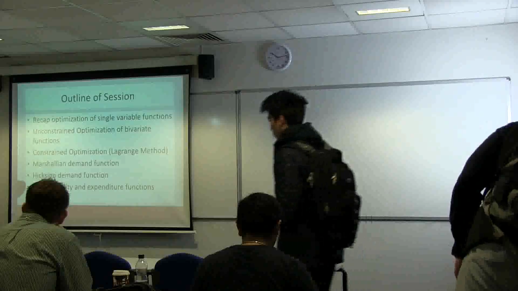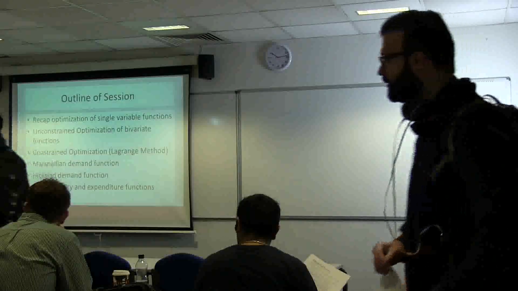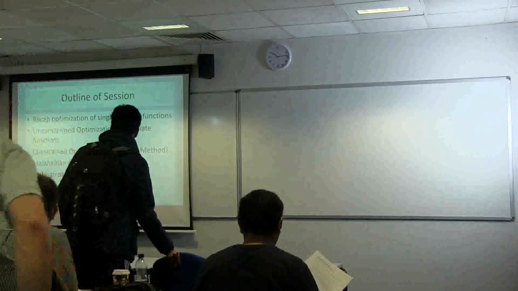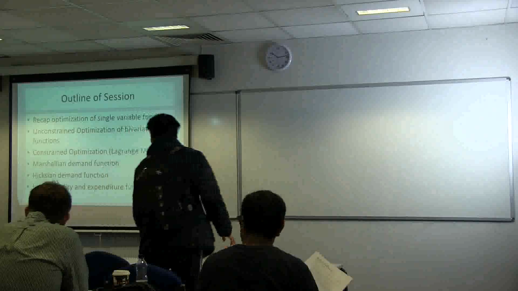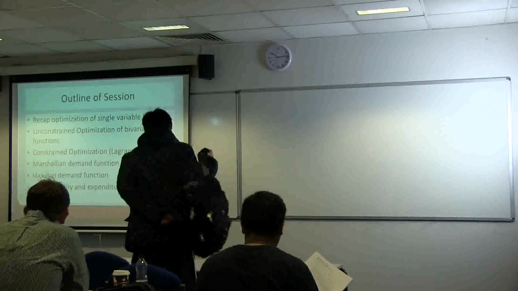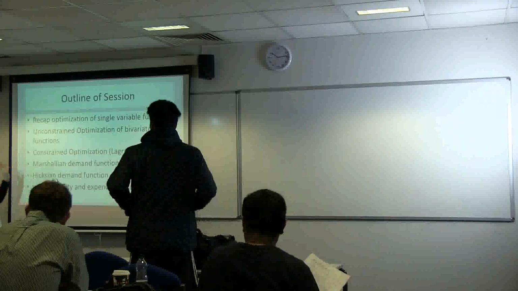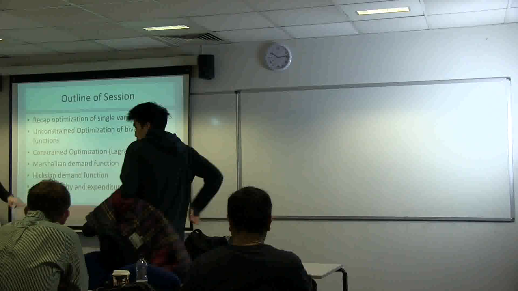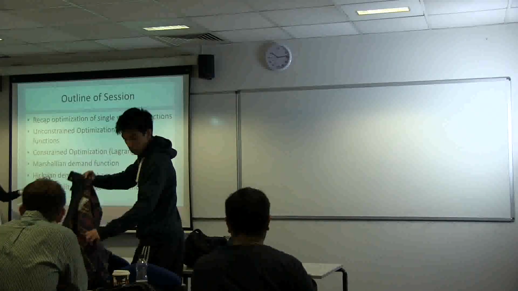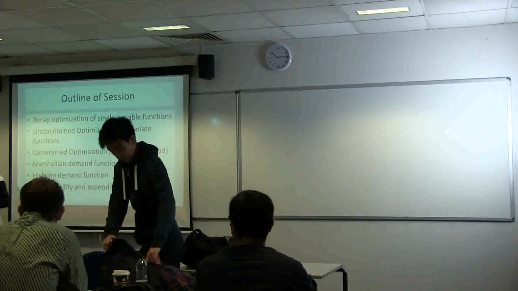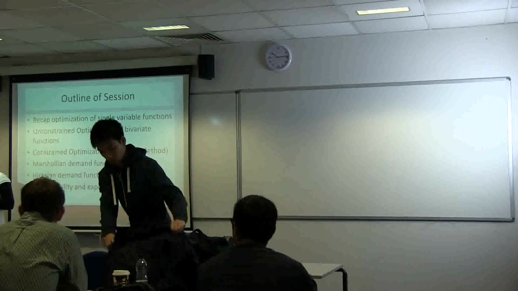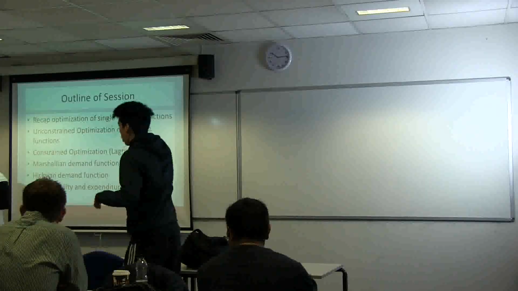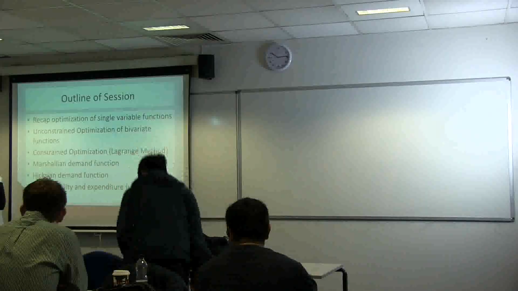Then we're going to go into how to do the unconstrained optimization for bivariate functions. Then we look at constrained optimization, the Lagrange method, because the substitution method is not very much used, so I don't think we should spend any time on it. And at the very end of the lesson, we're going to look at Marshallian demand functions and Hicksian demand functions, and do a little bit of work on indirect utility and expenditure. I hope that's fine with everyone, and hopefully we'll have some time at the end for specific questions.